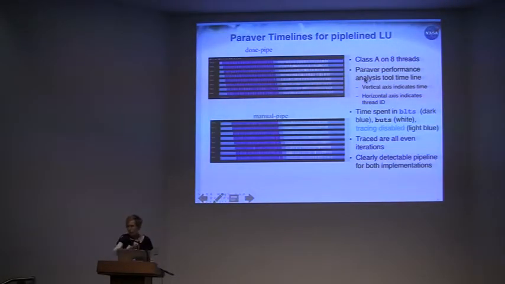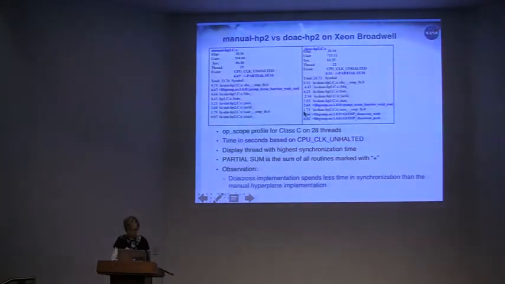I've also collected a parallel timeline which shows the executions of the loop bodies, lower and upper solver. I traced every other iteration to see little gaps, and there is a clearly detectable pipeline here. And I think I need to stop.